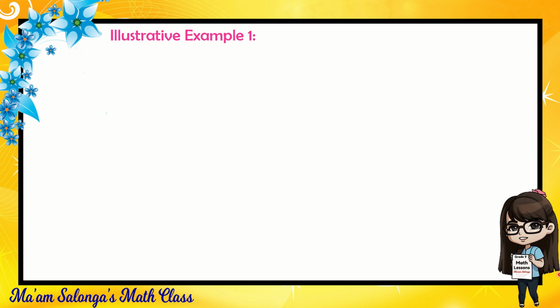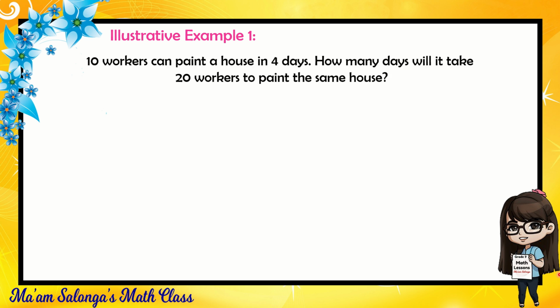So let's have illustrative example number 1. 10 workers can paint a house in 4 days. How many days will it take 20 workers to paint the same house? So this is an example of inverse variation kasi habang marami ang nagtutulong-tulong ay mas matatapos na agad nila yung isang trabaho. So let's identify the two quantities that vary inversely, and that is workers and days.